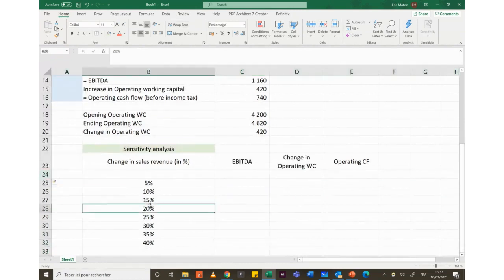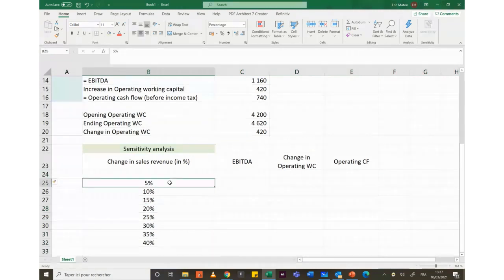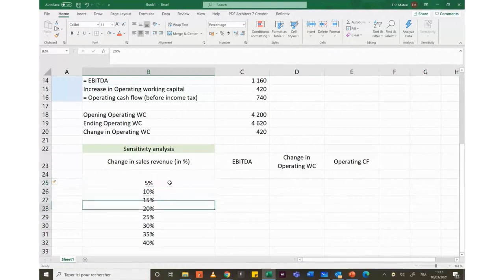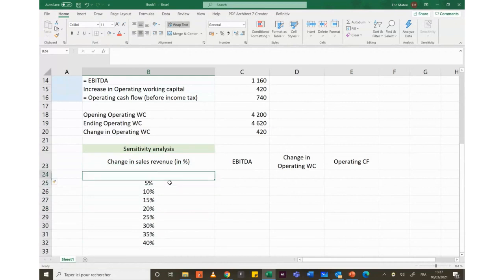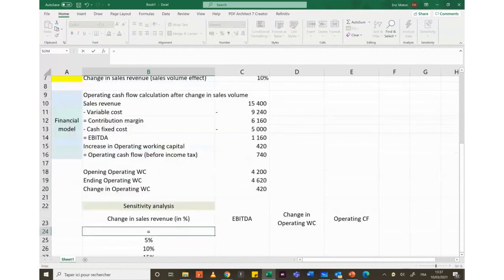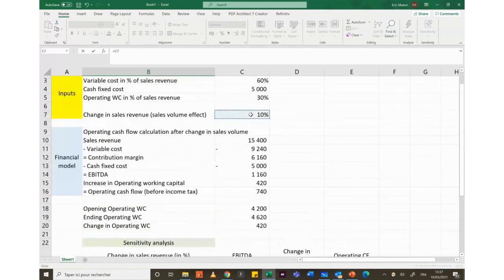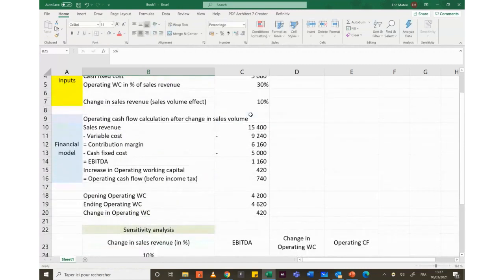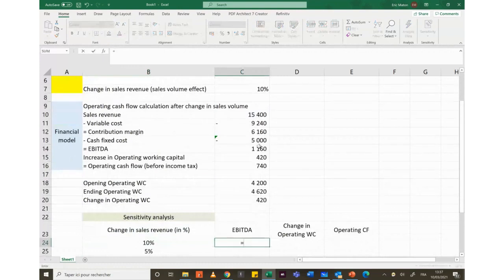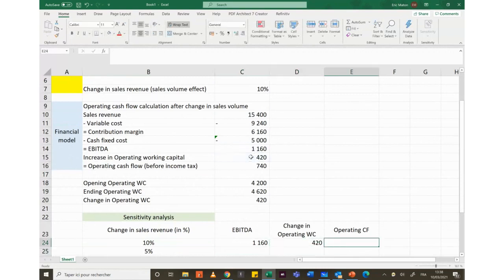So with the sensitivity analysis, I will study the situation if I increase sales revenue by 5, 10, 15, 20, and so on, because of the sales volume. So I specify where the information is: the change in percentage of sales revenue is in C7. For the EBITDA, the information is here. For the change in operating working capital, the information is here. The information about the operating cash flow is here.